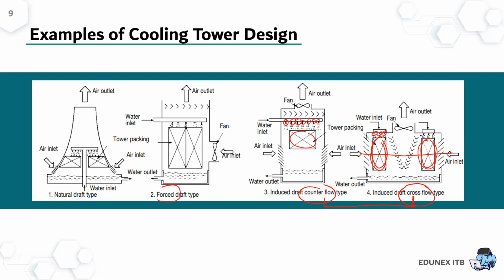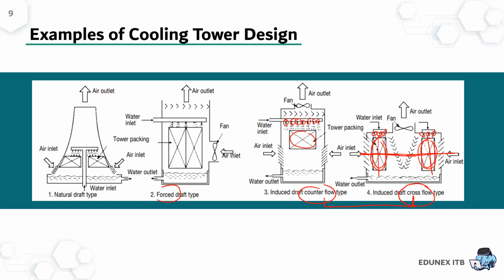Same with this as well. If we look at the figures, for the cross flow type, the direction of the air is horizontal, and it will contact the tower packing in here. So it will give you a kind of perpendicular contact between the fluids.